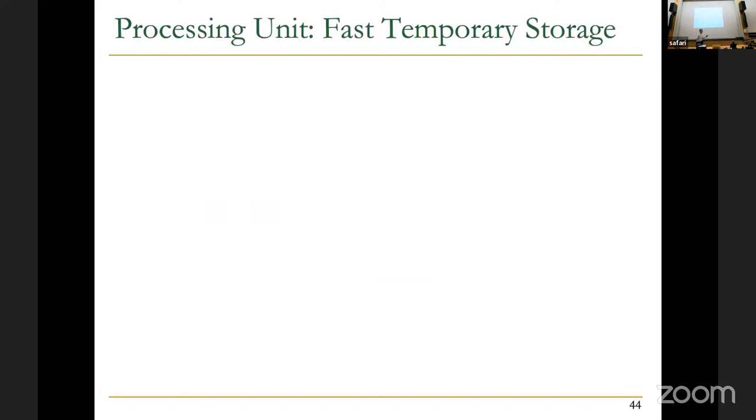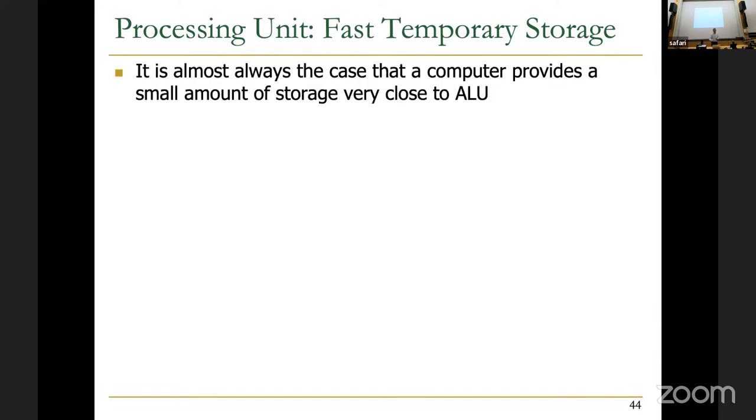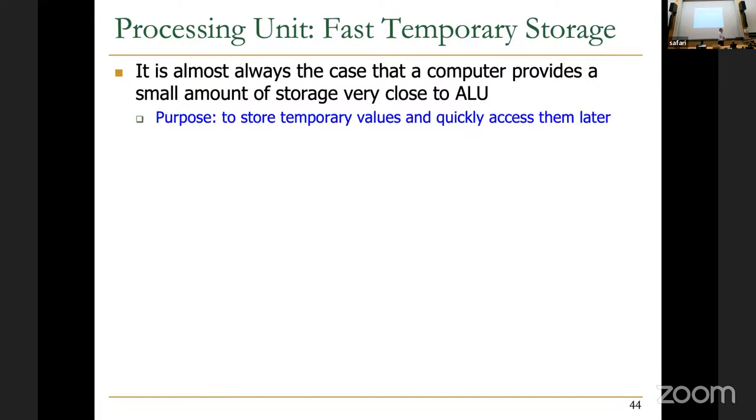Even though we have a processing unit, this processing unit actually has some storage in it also. Why? Because memory is so important, basically. And this storage is fast temporary storage. They're called registers. What I just said is true. It's almost always the case that a computer provides a small amount of storage very close to the ALU as part of the processing unit. And the purpose is to store temporary values that are generated by the ALU so that you can quickly access them later. And this storage is actually visible to the programmer. The programmer can actually manipulate the storage. They're called registers, as I said.